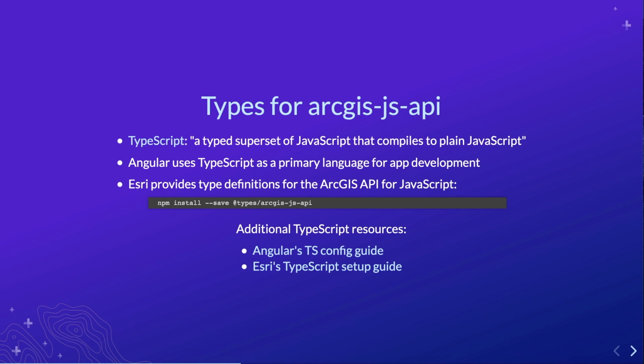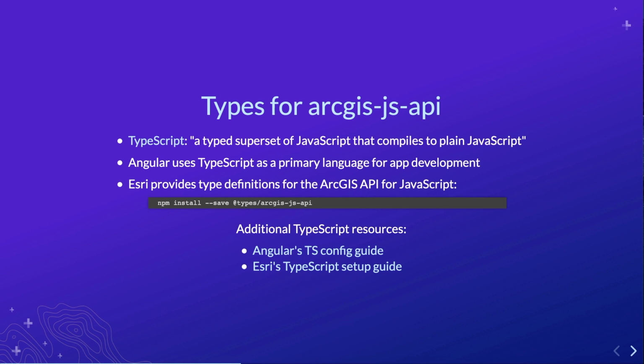TypeScript is used by Angular as a primary language for app development. And Esri, in turn, provides type definitions for the ArcGIS API for JavaScript, which you can install using npm or your package manager. And it really, really helps when you're working with the JS API to have access to those immediately in your code.